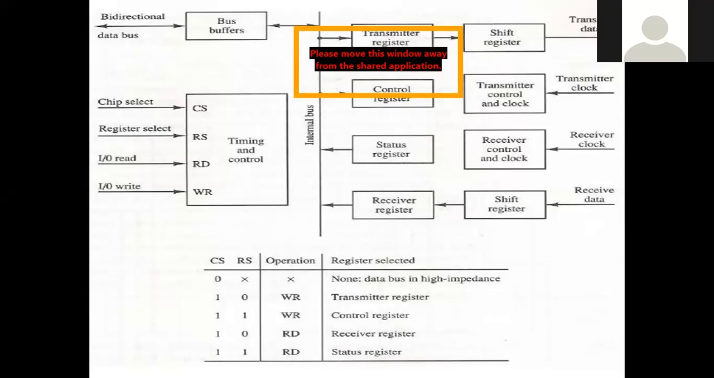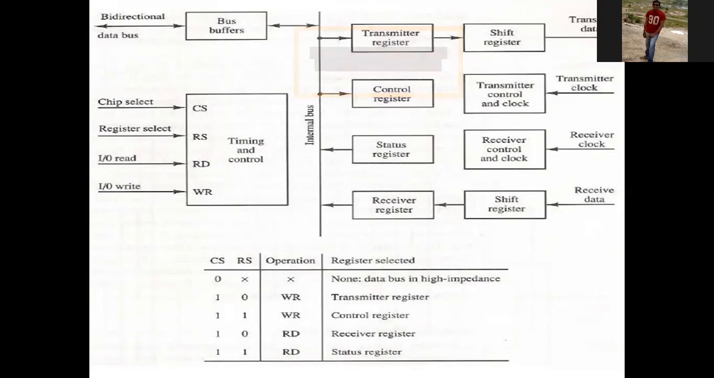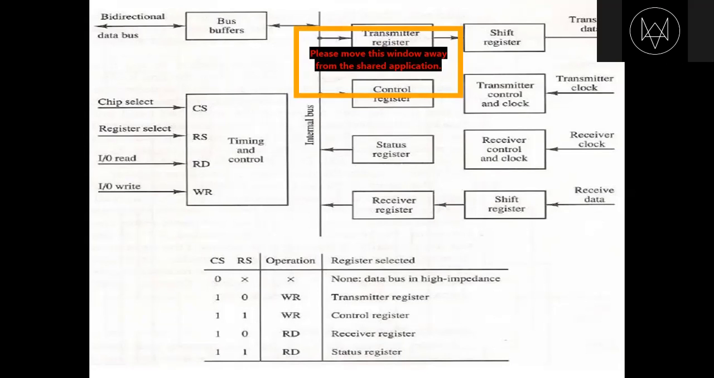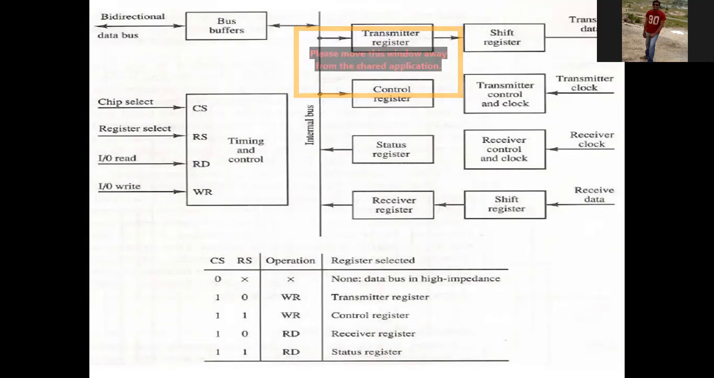Yes, sir. So what are the signals we have under the timing and control unit? Input output read, input output write, chip select, and register select. So we have the four possible signals: chip select, register select, IO read, and IO write. In this we will make use of two signals together, the chip select and the register select. These two signals we will use simultaneously, because based on them we select the different kinds of registers and operations.